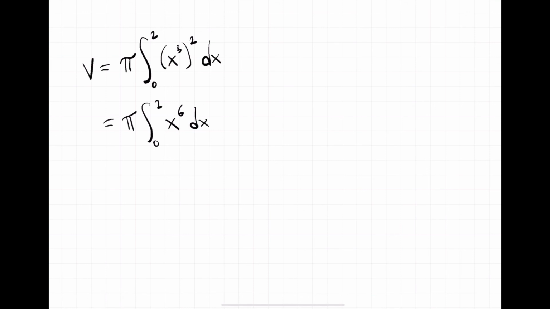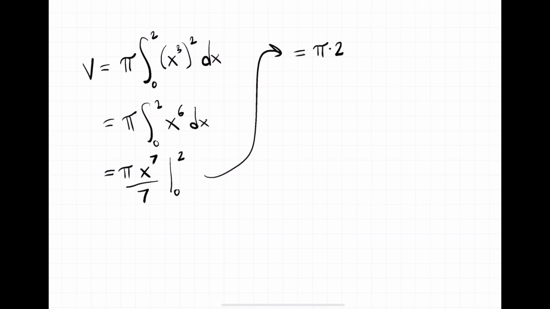Okay. Now, in the next step, we are actually going to compute the integral, so I will not write the integral symbol now. This equals pi times x to the 7th over 7. That's the antiderivative of x to the 6th. Evaluated at 0 and 2. We'll bring that right over here. All we need to do now is fill in our bounds. We have pi times 2 to the 7th over 7 minus pi times 0 to the 7th over 7.